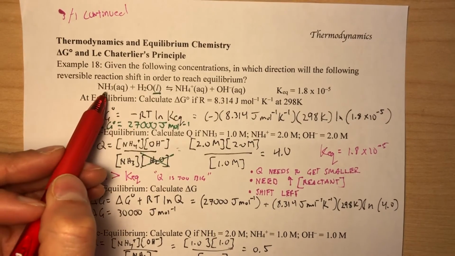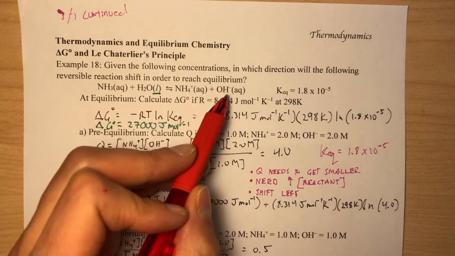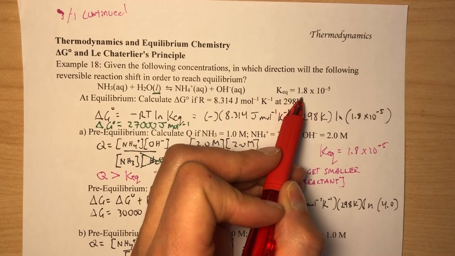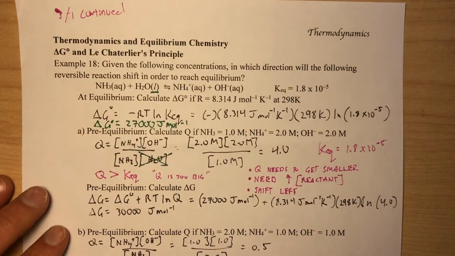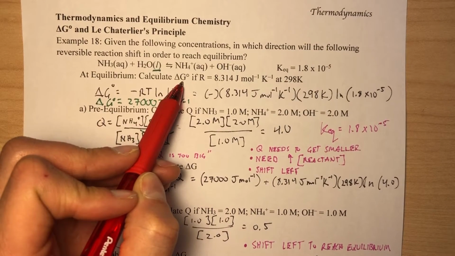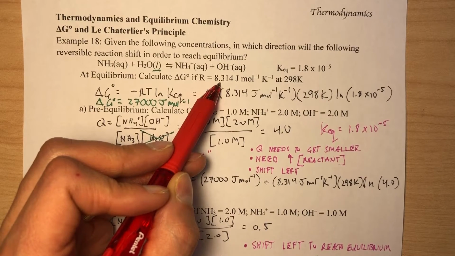First, we have ammonia reacting with water to form ammonium and hydroxide, and we are given an equilibrium constant K of 1.8 times 10 to the negative fifth. At equilibrium, we can calculate delta G naught under standard conditions, if R is equal to 8.314 joules per mole per Kelvin, at 298 Kelvin.